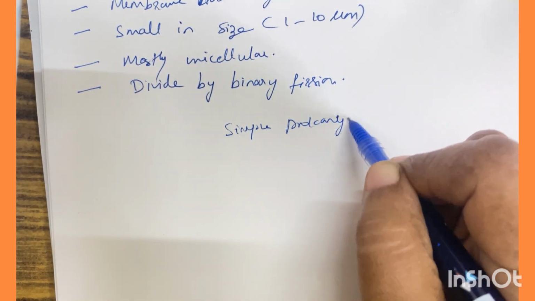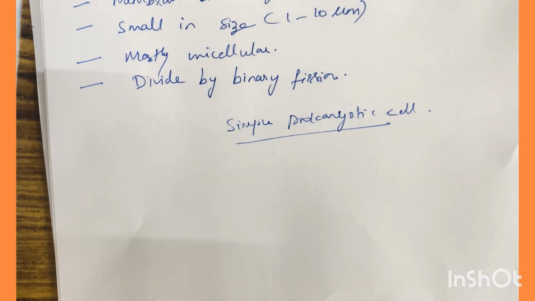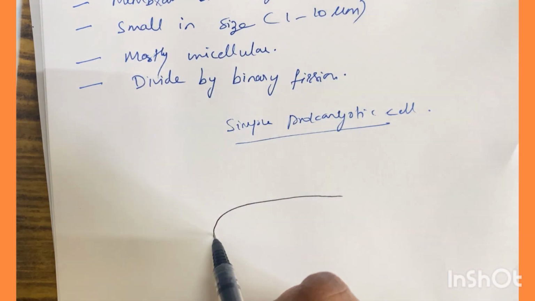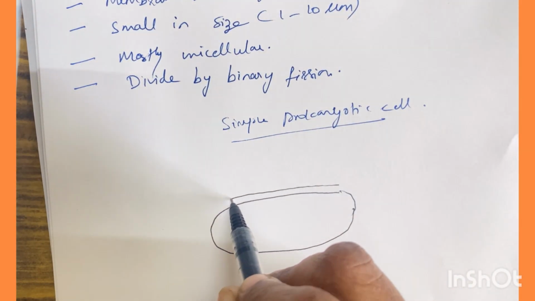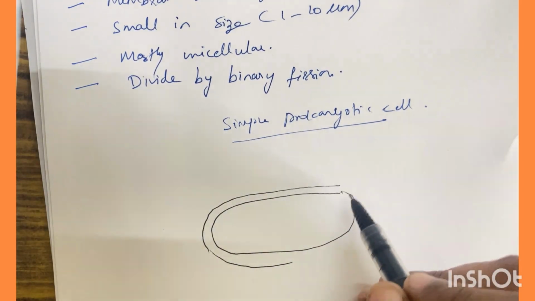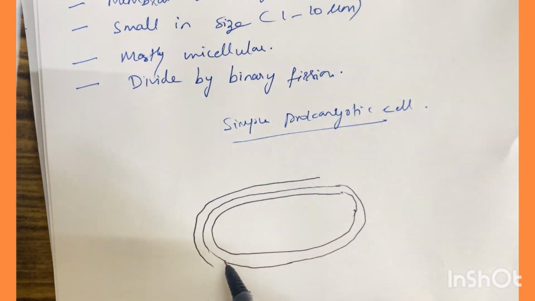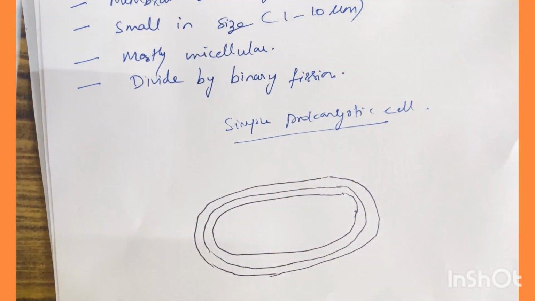Okay. Now if I ask you to draw a simple prokaryotic cell, let us now try and draw a simple prokaryotic cell. Okay, a very simple prokaryotic cell. So all the prokaryotes usually have the cell membrane, followed by the cell wall, and this is followed by the capsule. So all the prokaryotes have these three important layers.